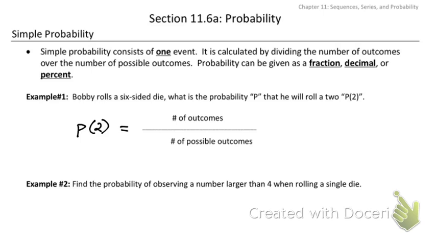How many 2s are there? Yeah, 1. There's just 1 on that die. There's only 1 opportunity on that die for you to roll a 2. However, there's a total of 6 sides to the die. So we have 1 that works, and we have 6 total. So our probability is going to be 1 outcome over 6 possible, or just 1 over 6.